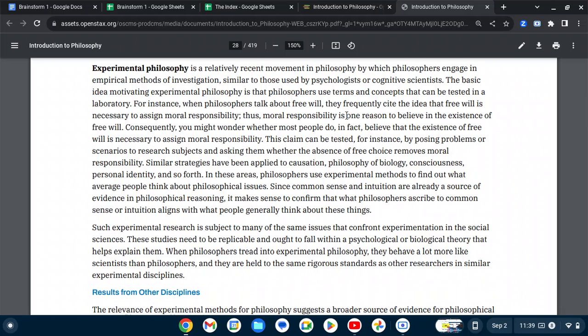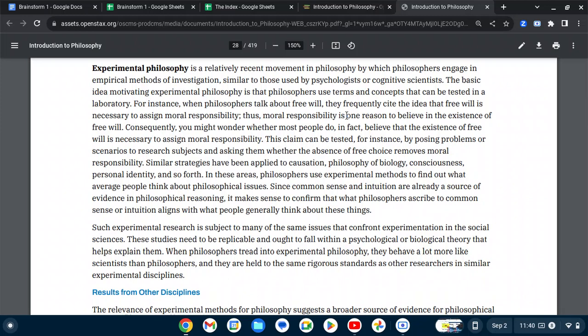For instance, when philosophers talk about free will, they frequently cite the idea that free will is necessary to assign moral responsibility. Thus, moral responsibility is one reason to believe in the existence of free will. Consequently, you might wonder whether most people do, in fact, believe that the existence of free will is necessary to assign moral responsibility. This claim can be tested, for instance, by posing problems or scenarios to research subjects and asking them whether the absence of free choice removes moral responsibility.